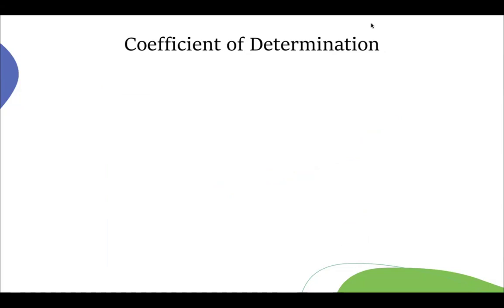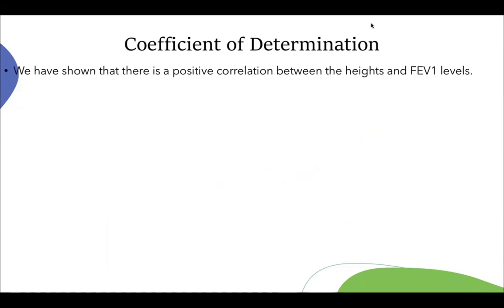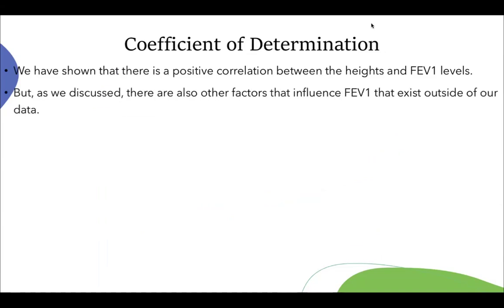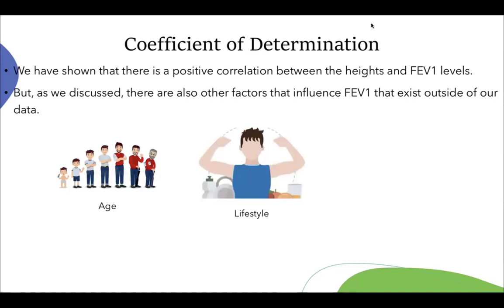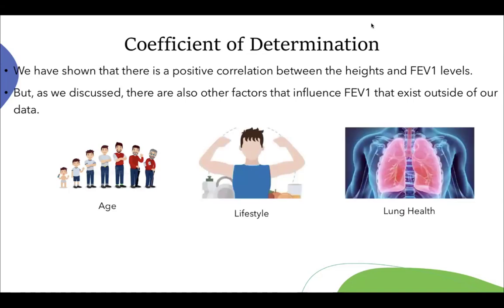Okay, so let's take a look at the coefficient of determination now. We've shown that we have a positive correlation between heights and FEV1 levels. But as we discussed, there are other factors that influence FEV1 that exist outside of our data. And we said it could be age, lung health, lifestyle, diet, fitness, etc. So let's look at age as a possibility and lifestyle and lung health. Okay, so these are three possibilities for factors outside of height that could influence FEV1.